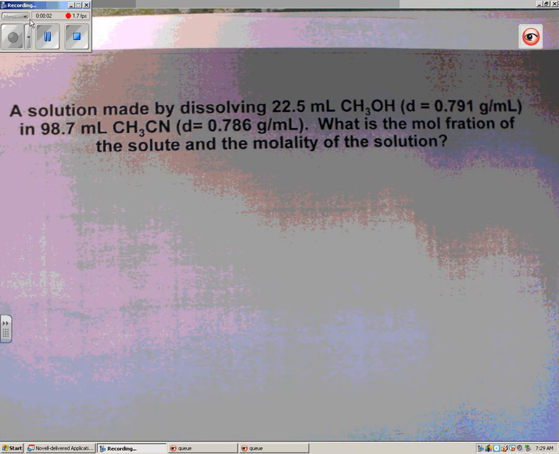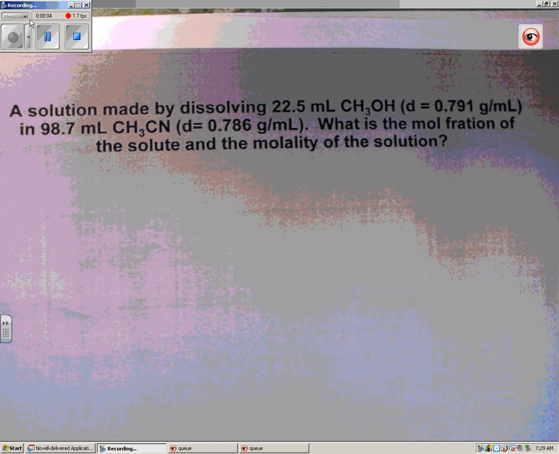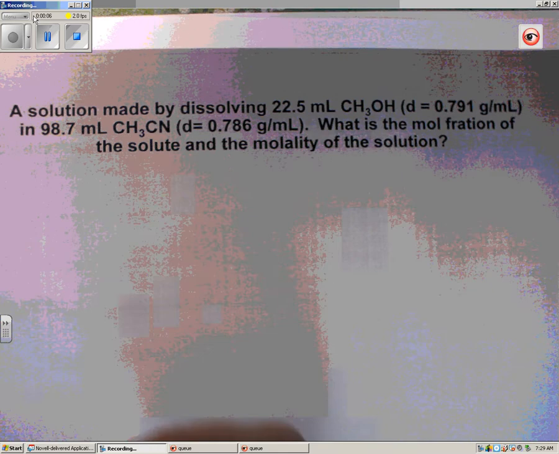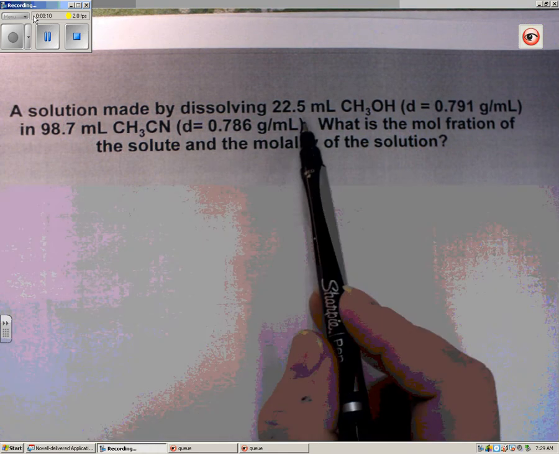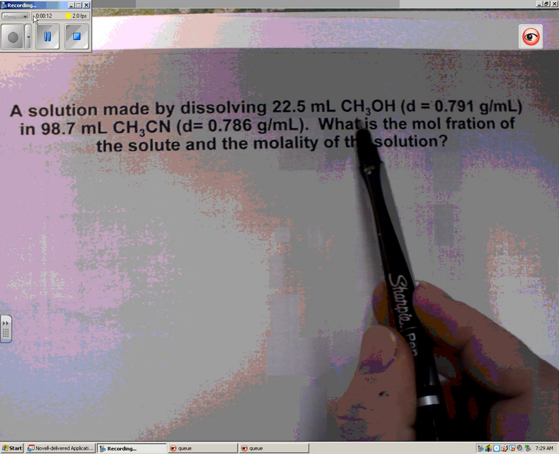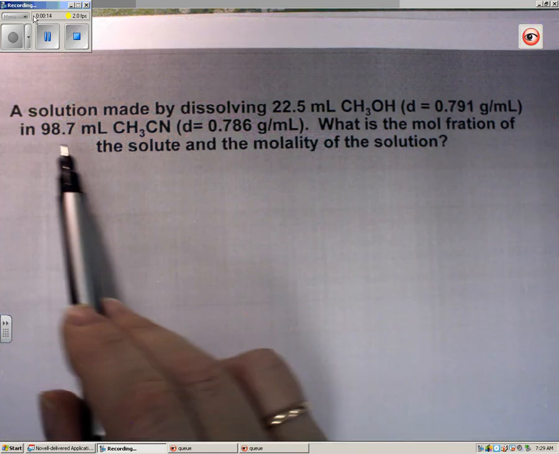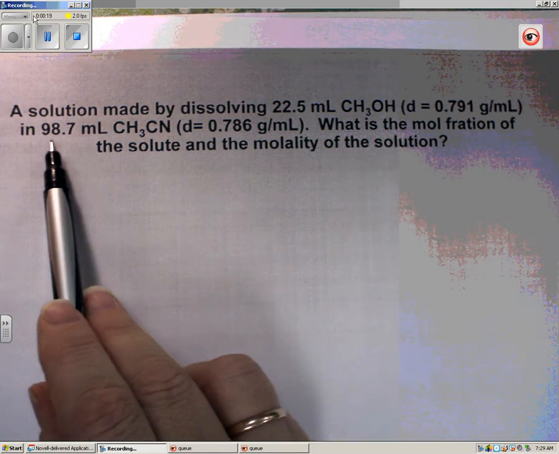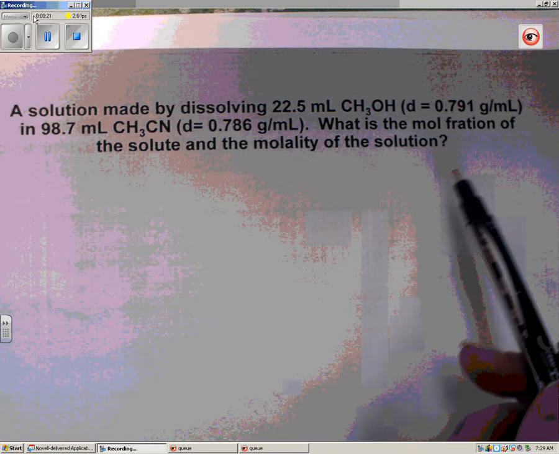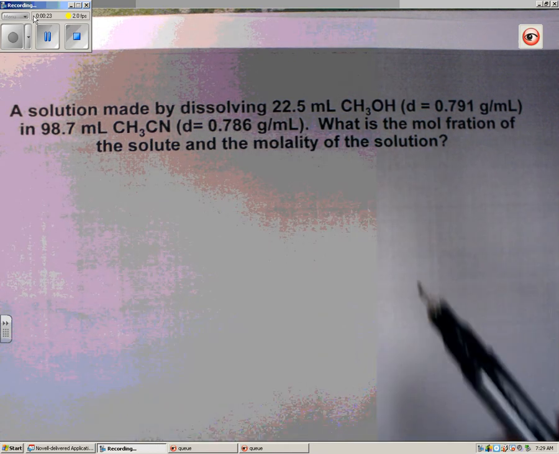This is another type of problem that you're going to see when you're talking about conversions between concentrations. In this one we have two solutions, 22.5 milliliters of methanol, and they tell you its density. And then we've got methyl cyanide here, and we know how many milliliters of that and its density. They want to know the mole fraction of the solute and the molality.